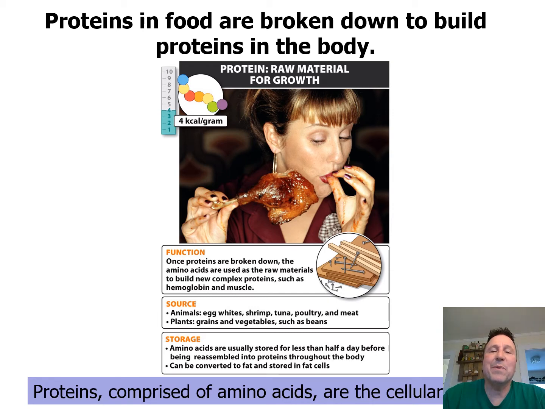You take in the basic building blocks. There's 20 kinds of amino acids, and you make the proteins with them. You don't store them. You store fat. You don't store these. They're taken in, so you need a continuous supply of proteins in your diet.